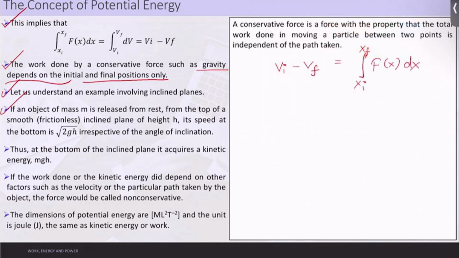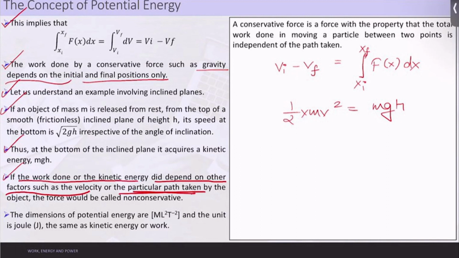Moving on, at the bottom of the inclined plane it acquires a kinetic energy which is mgh. So basically half mv square at the bottom and mgh at the top. If the work done or the kinetic energy depended on other factors such as velocity or the particular path taken by the object, the force would be non-conservative. So the non-conservative definition is written here: if it depends on factors such as velocity or the particular path, then the force would be called non-conservative.